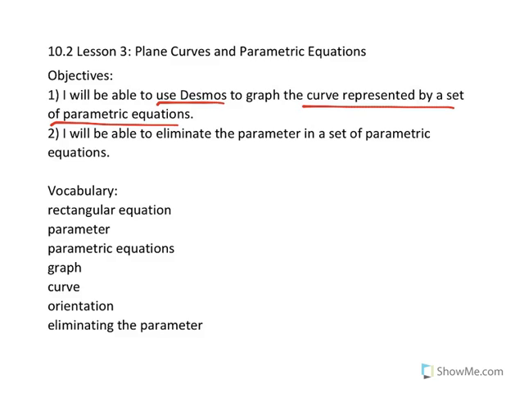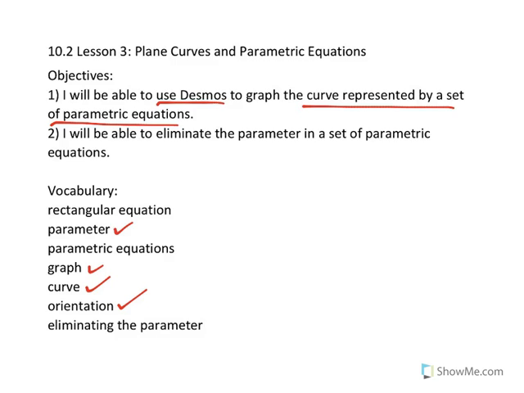Vocabulary that we've been using: rectangular equation, having x and y, and parameter. The parameter in a set of parametric equations could be t or theta or even a different variable like s. Graph and curve: we talked about the distinction between the two. The curve is not just the graph, but it includes all of the other information given by the set of parametric equations, such as the direction in which the curve is traced, called the orientation, also the rate at which the curve is being traced, etc.